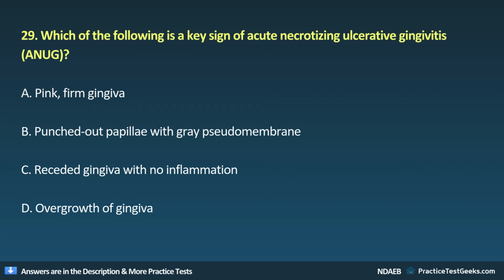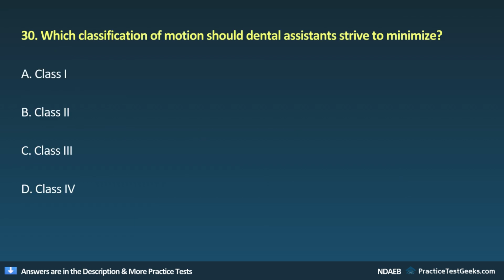A. Pink firm gingiva. B. Punched out papillae with gray pseudomembrane. C. Receded gingiva with no inflammation. D. Overgrowth of gingiva. 30. Which classification of motion should dental assistants strive to minimize?